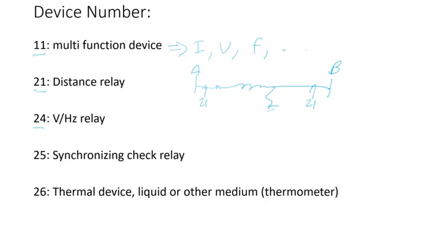Device 24 is a volt per hertz relay, typically used in generation. 25 is a synchronizing check relay.